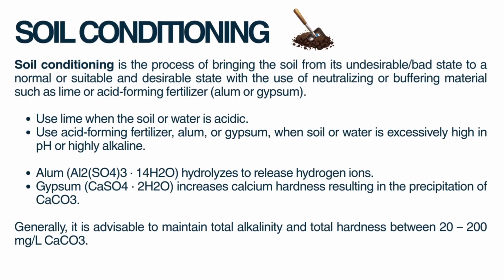Alum, or aluminum sulfate, works by hydrolyzing in water and releasing hydrogen ions, which help reduce the alkalinity. Meanwhile, gypsum, or calcium sulfate, increases calcium hardness in the soil or water, which leads to the precipitation of calcium carbonate that helps stabilize pH and improve soil quality. In general, it is recommended to maintain total alkalinity and total hardness within the range of 20 to 200 milligrams per liter as calcium carbonate to ensure optimal soil and water conditions.